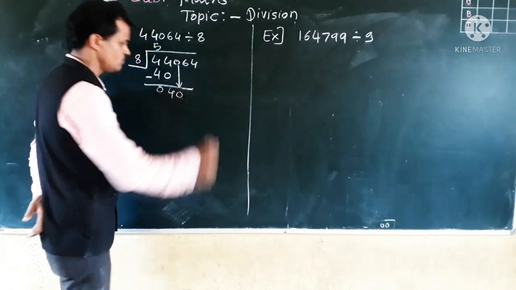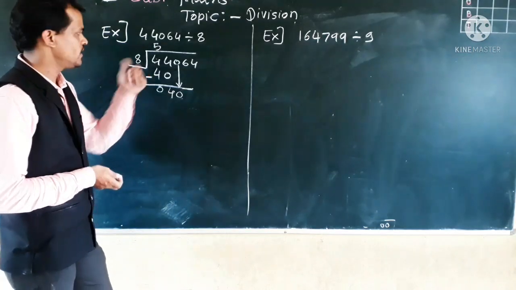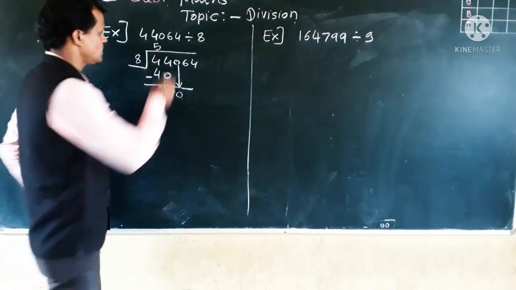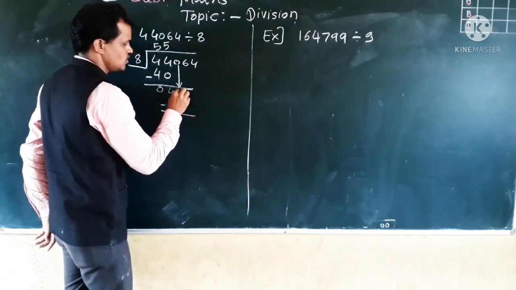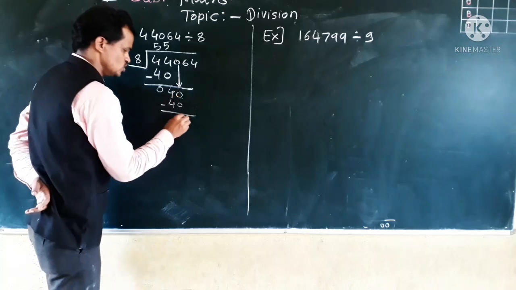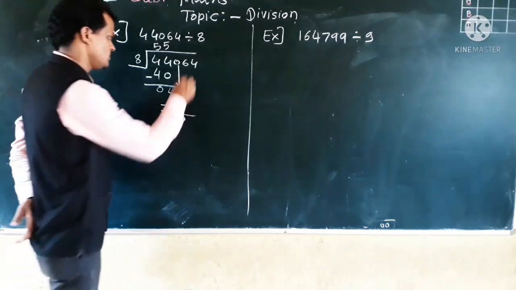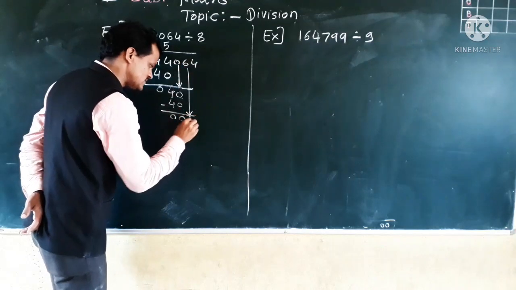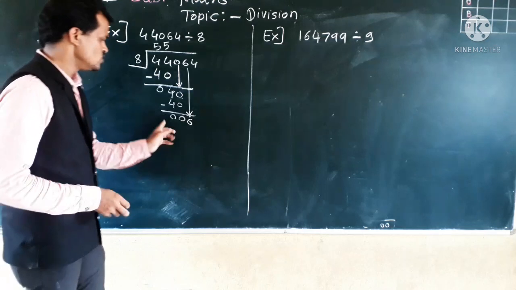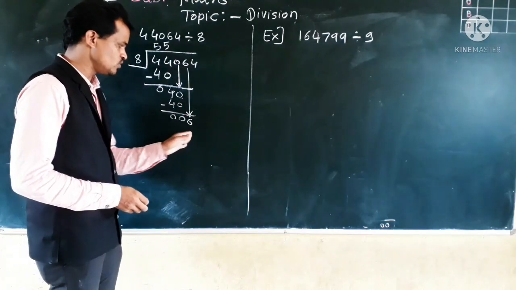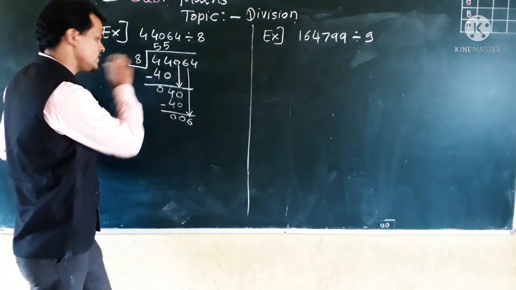Which number is formed? 40. So now 40 is completely divisible by 8. Okay, 8 5s are 40. 0 minus 0, 0, and 4 minus 4, 0. Now next step, take this 6 down. Okay, so now I am telling one important thing. After taking next digit down, the number formed is 6 only, and it is smaller than 8.